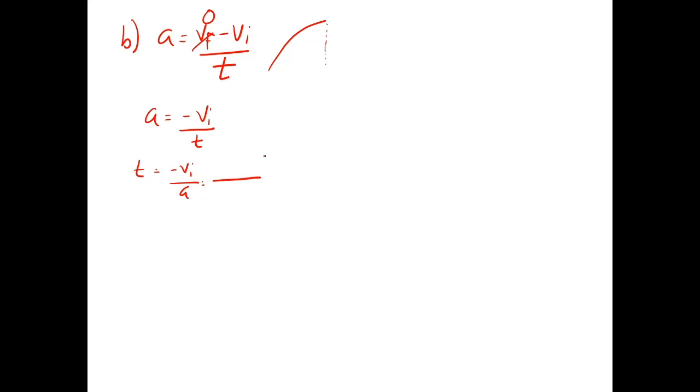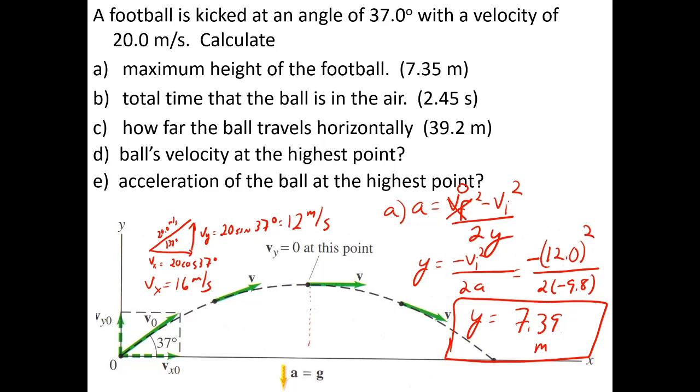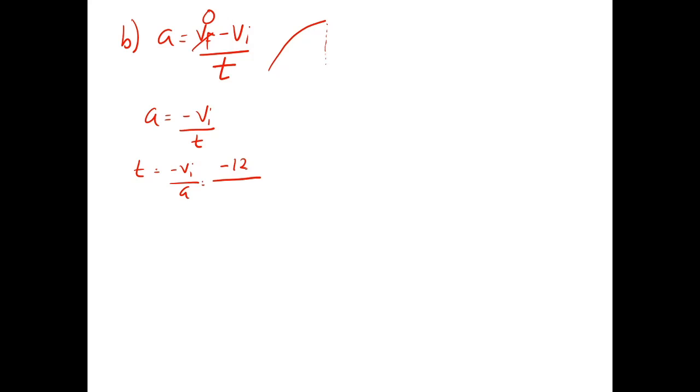So we'll use the definition of acceleration. But again, we're thinking about just till it gets to the tippy top. So V final will be 0. So acceleration is negative V initial over t. T is negative V initial over A. Of course, the question is, well, which V initial? It's going to be the 12, because that's in the y direction. So that's 1.22 seconds.